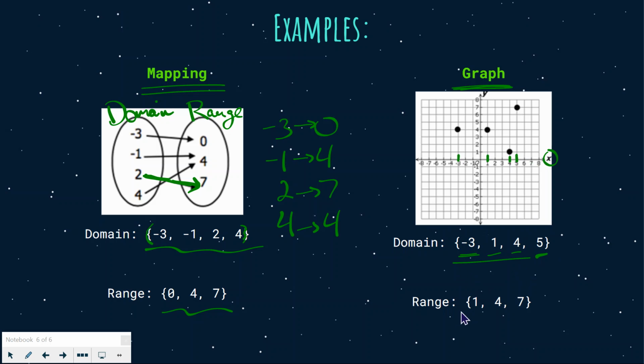The range values, I'm going to do kind of the same thing, except now I'm going to the y-axis. I'm looking at my range as the y values. So I'm going to go across. That's at 1, that's at 4, and actually this one hits at 4 also. And then that one's at 7. 1, 4, and 7 are the 3 y values represented by each of those 4 points.